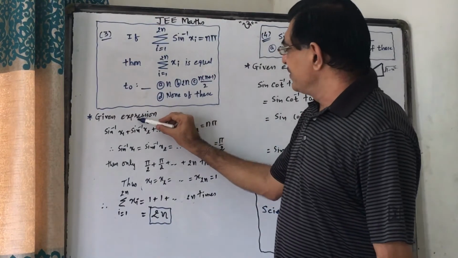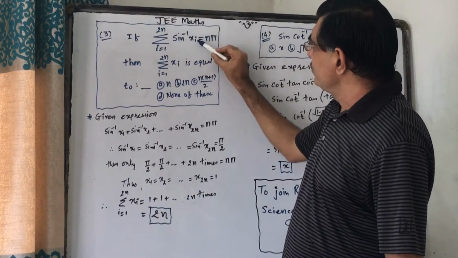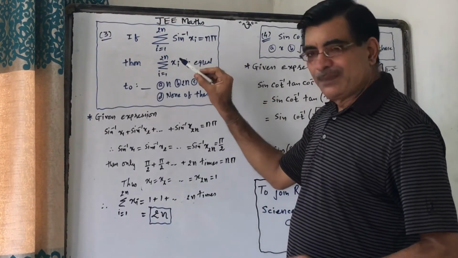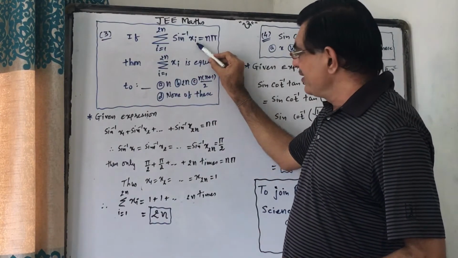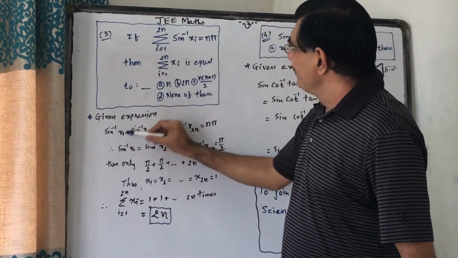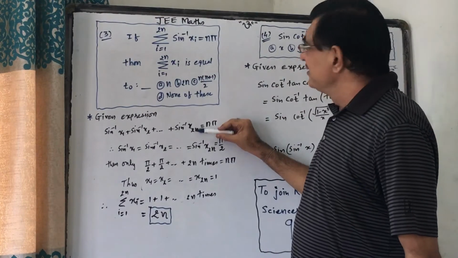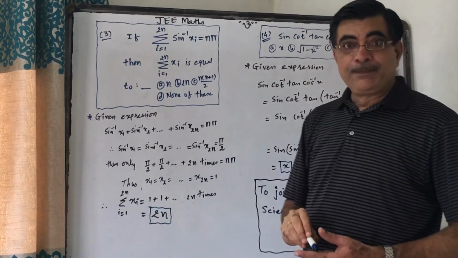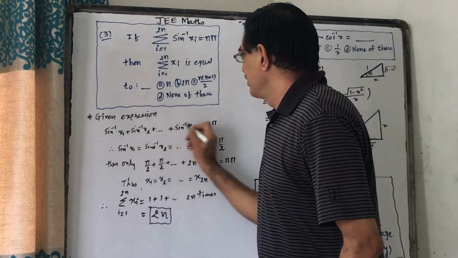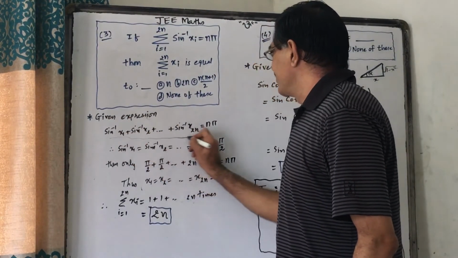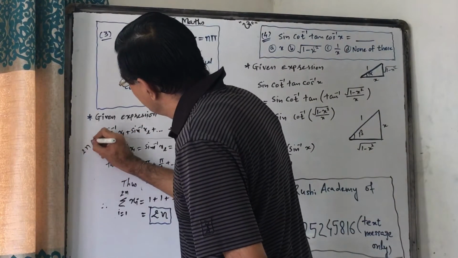Here the given expression can be written as, see, this is sigma from i equals 1 to 2n, so I have to put i equals 1, then plus i equals 2, and so on. So it will be sin inverse of x1 plus sin inverse of x2 up to sin inverse of x of 2n equals n pi is given. Now see, these are total 2n terms.